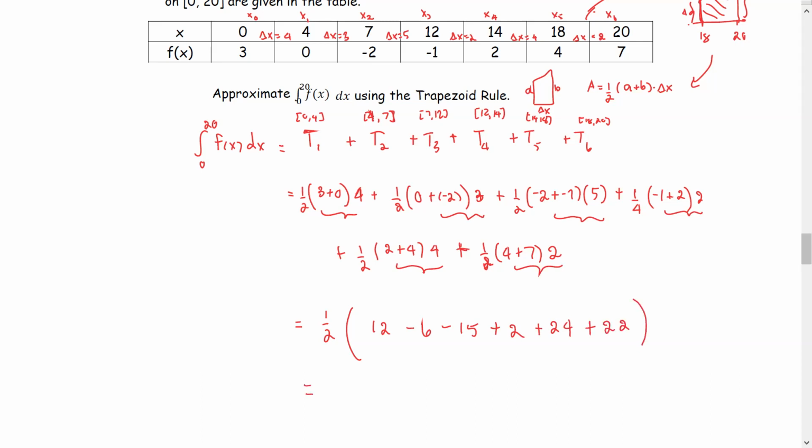And simplify the numbers to get 19.5 as the approximation of the integration from 0 to 20 of this function using the table.